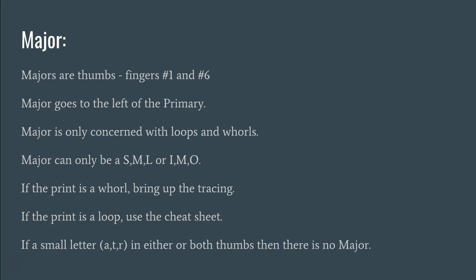When we do our annotation for the major, we're either going to write a capital S, a capital M, a capital L if it's a loop, or if they're whirls, we're going to put an I, an M, or an O. If the fingerprint in the thumb is a whirl, then all we're going to do is write the tracing, either an I, an M, or an O. If the fingerprint in the thumb is a loop, then we're going to go back to our cheat sheet, and I'll tell you where to go look for that.